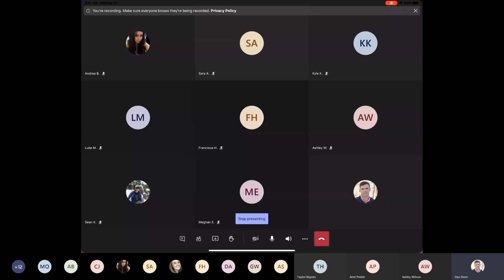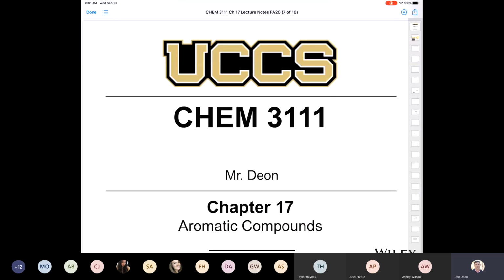Chapter 17, aromatic compounds. Up until now, whenever we've talked about aromatic compounds, we always referred to this molecule, benzene. So you're all fully aware of what benzene is, and that it is an aromatic compound. But what you're going to find in this chapter is that there are many, many more aromatic compounds in organic chemistry. And hopefully by the end of today's lecture, you'll be able to identify a compound as being aromatic or not.